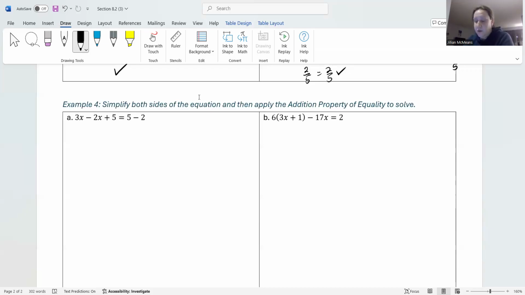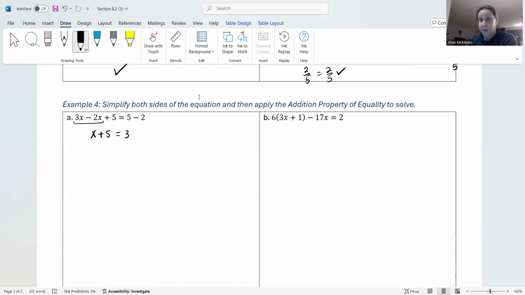So for part A, we have 3x minus 2x plus 5 equals 5 minus 2. Well, on the left, we have 3x minus 2x. We can do that. 3x minus 2x is just 1x, but we don't write the 1, we just write the x. And then we've got that plus 5. And then on the right-hand side, we have 5 minus 2, which is really just 3. So with just a little bit of simplifying on either side of the equal sign, we got this down to something that we can use the addition property of equality with, okay?